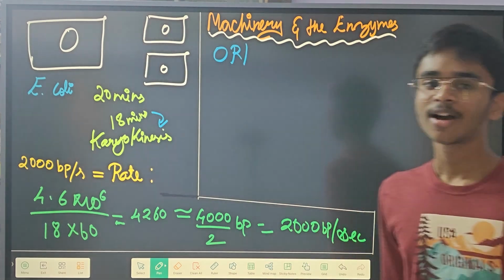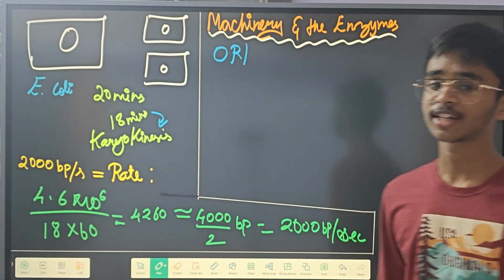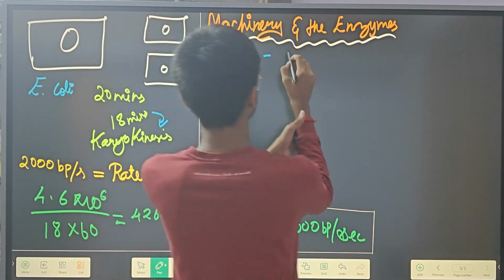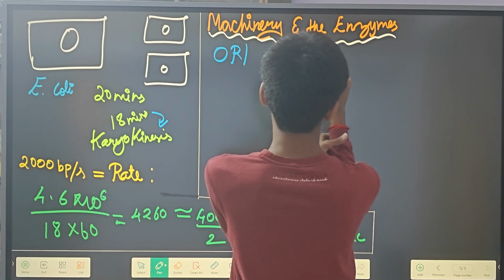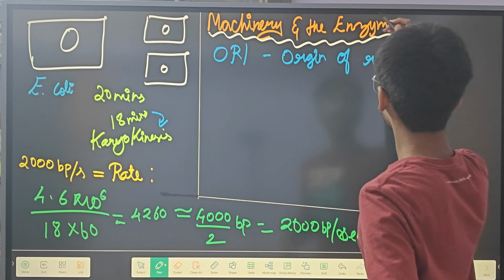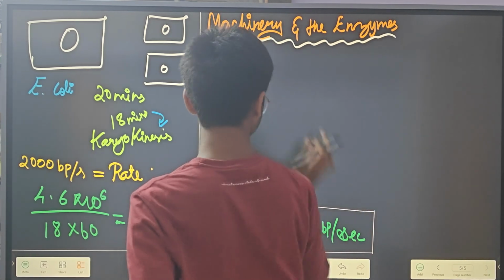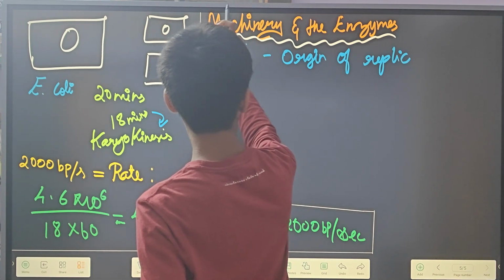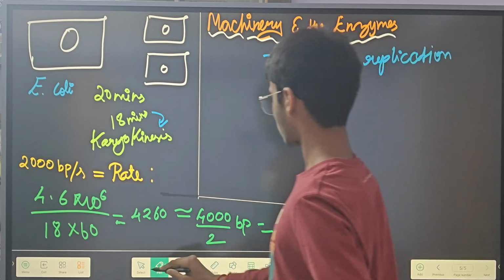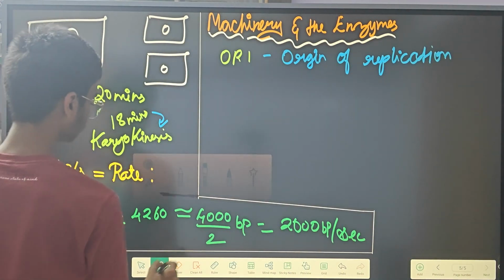I'm just going to write and then I'm going to write the full form. Then we will be writing some functions. ORI is the origin of replication. I will write in a different color so that it will be very good. Okay, so I'm going to use this color.